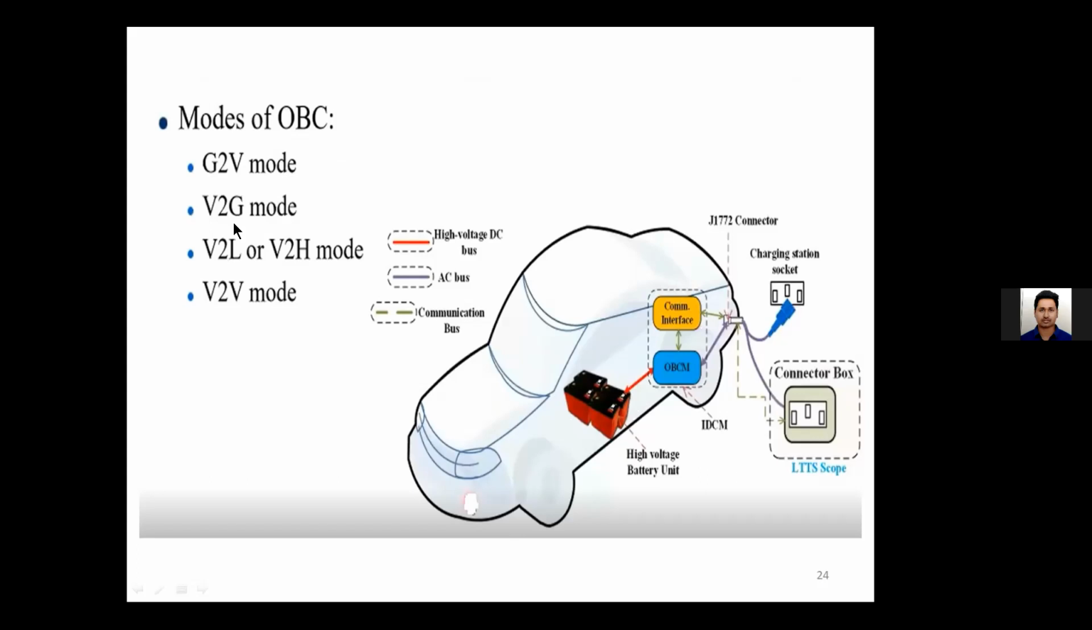V to G means vehicle to grid mode. So what does vehicle to grid mean? The EV can send some power to the utility grid. This is also being adopted in some countries and is getting commercialized. When do we use this mode? Suppose your vehicle is fully charged and you are not going to use it for some time. During peak load requirements, your vehicle can feed power to the grid, and they will pay you. So you can supply power to the grid during peak time and make some money if you're not using the vehicle. So this is also possible.